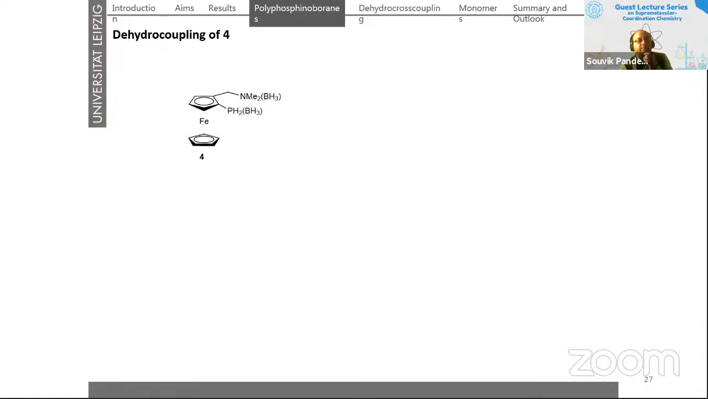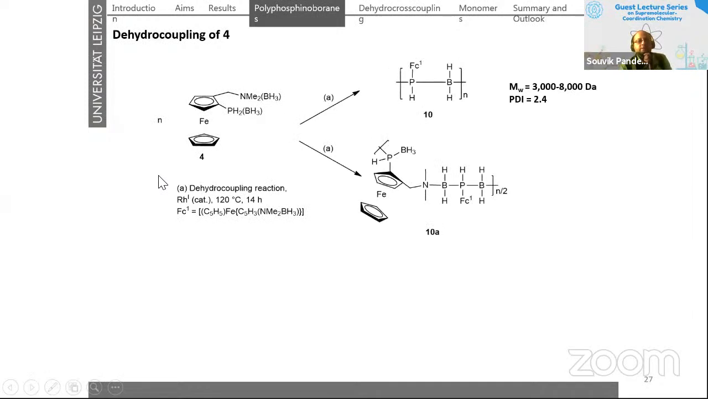Now we faced a very big problem when we wanted to introduce a planar chiral ferrocene compound. And here we can see that we can obtain these different kinds of polymers.